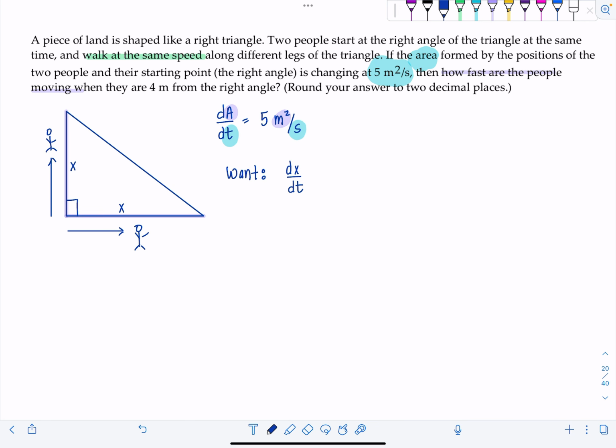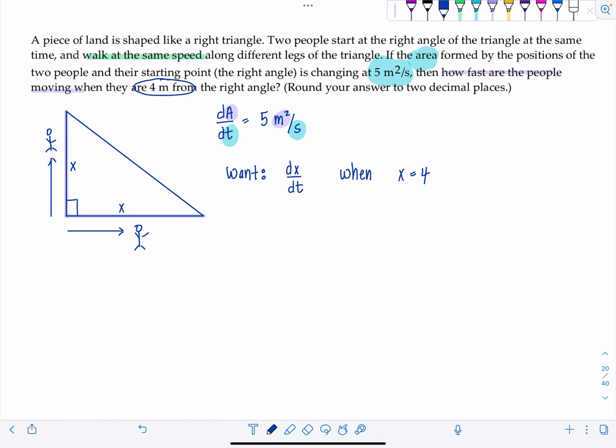Okay. And then they said when they are 4 meters from the right angle. So they want dx/dt when x equals 4. You are going to plug in x equals 4 at the very end. They will always give you a specific piece of information that corresponds with a precise moment in time. You save that for the end. Don't get too excited and plug it in prematurely, okay?